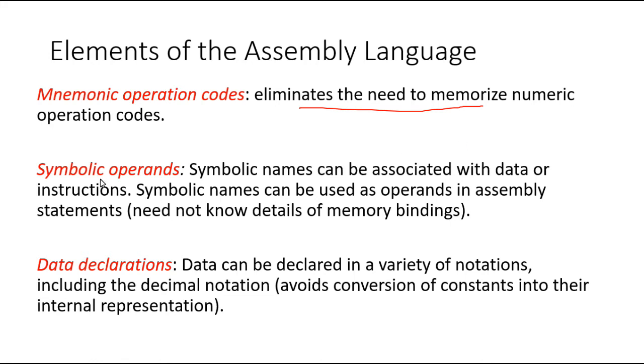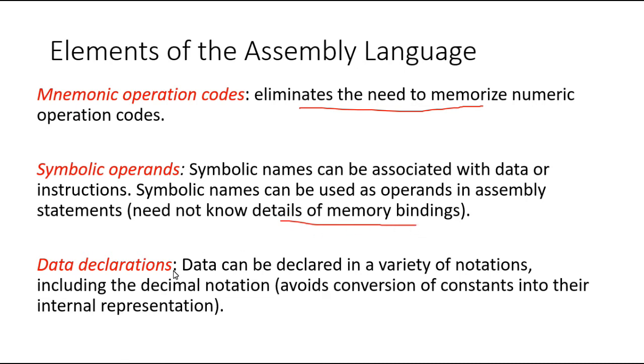Then the use of symbolic operands. Not only the instruction but also the data can be represented using some form of symbolic representation. In the high-level language, we use variables and other things. We just say int x equal to 10. In fact, this x stands for some memory location that we do not know. The memory binding is done automatically by the machine. In the same manner, assembly languages provide us with some facility so that we need not be worried about the memory location. Symbolic names can be utilized to represent both data and instruction. And we don't need to know the details regarding memory binding.